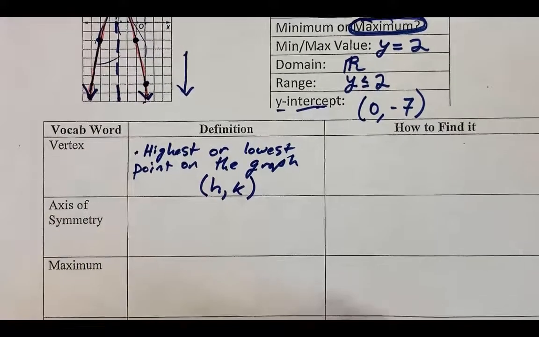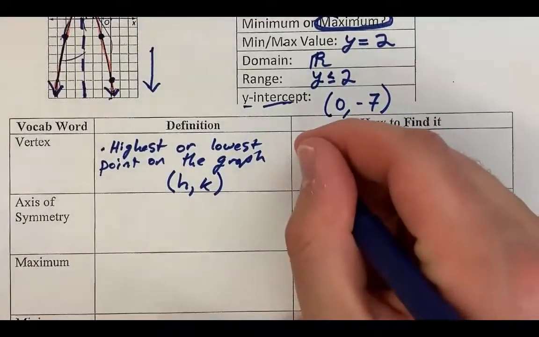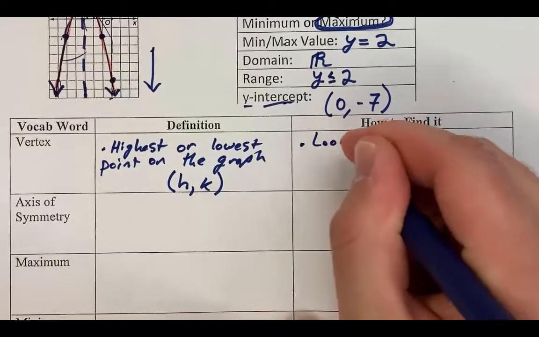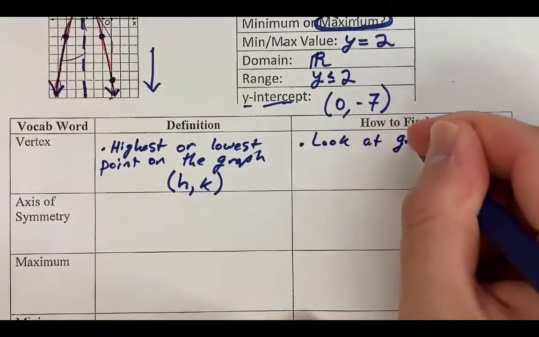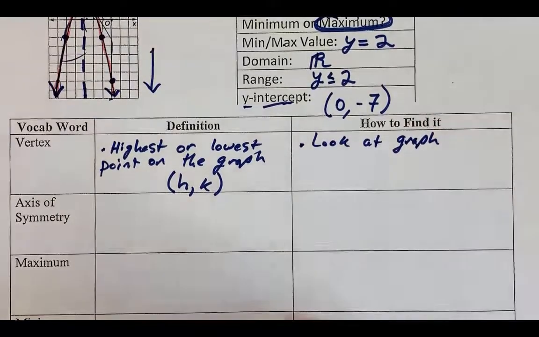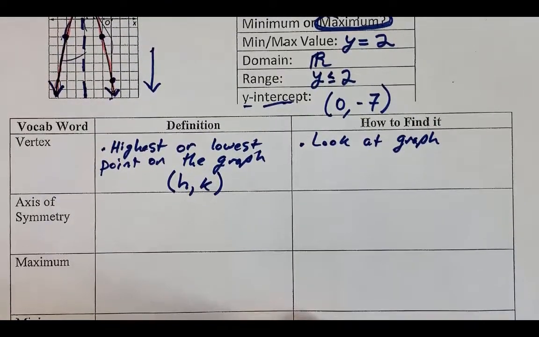All right, where do you find it? Take a look at the graph. It's the easiest way. You can also look at the graph and look for the point that doesn't repeat. That's another way. Or look at the table and look for that point that doesn't repeat. That will also tell you where the vertex is.